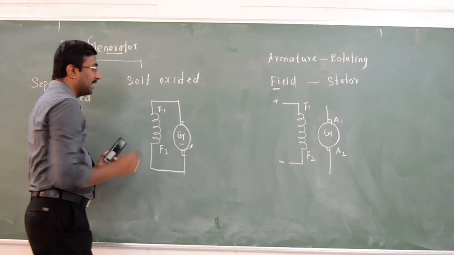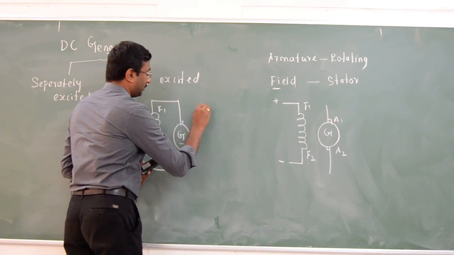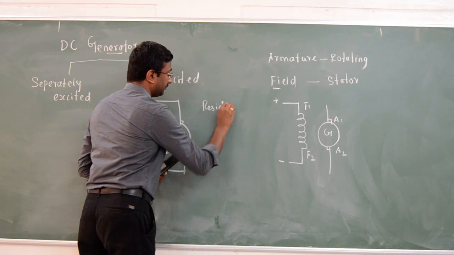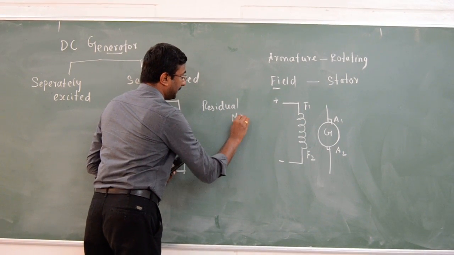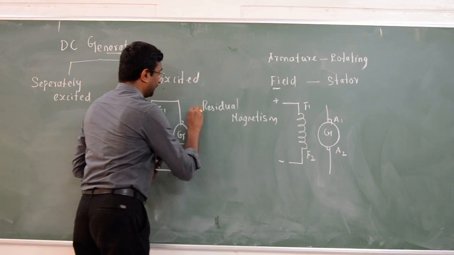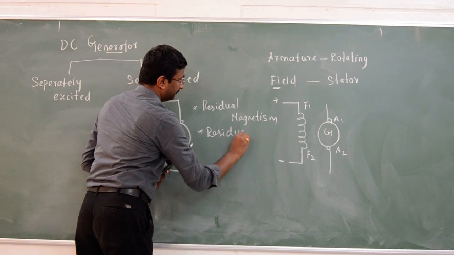In a self-excited DC generator, two points are very important. One is the residual magnetism. The second one is the residual flux.